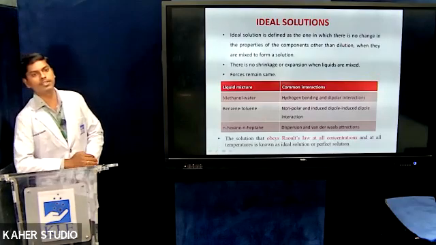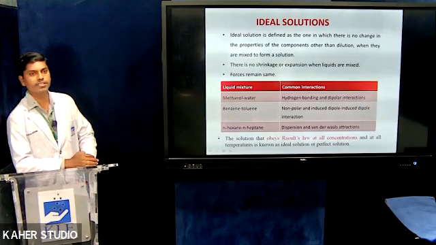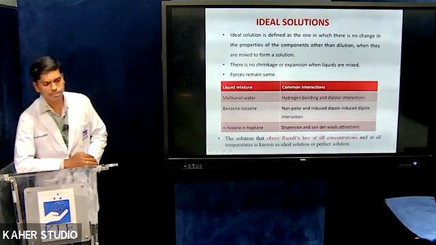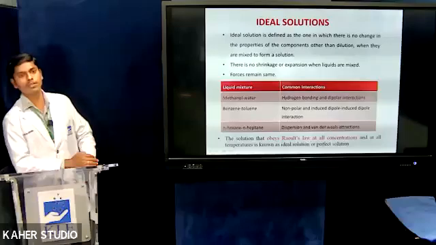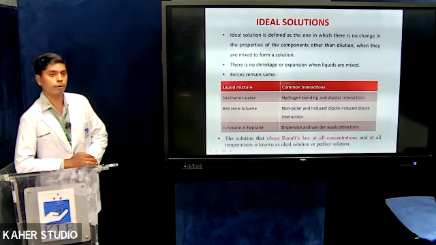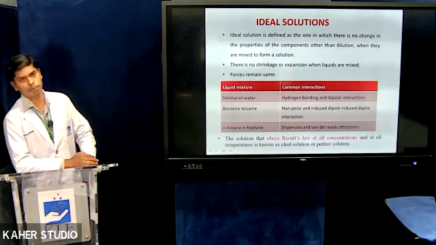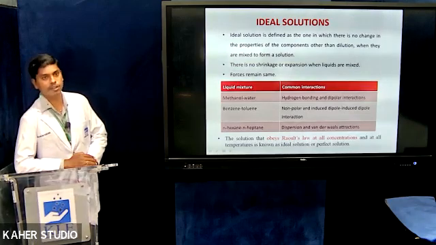The next important point is the ideal solution, which is defined as one in which there is no change in the proportion of the components other than dilution when they are mixed to form a solution. Upon dilution of an ideal solution, nothing changes in the components of the solution. There is no shrinkage or expansion of the components when liquids are mixed, which might happen in other solutions. But in an ideal solution, this does not happen.